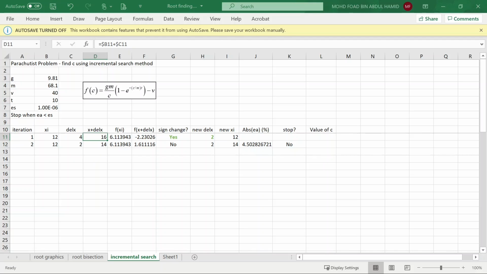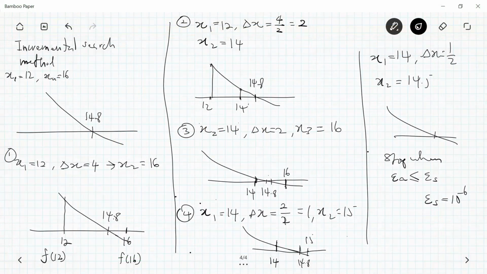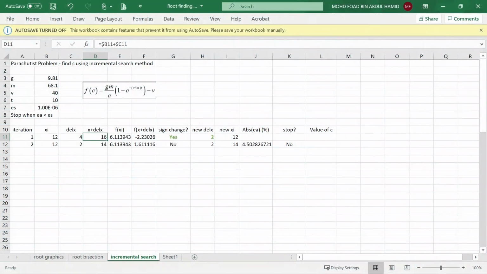So let's take a look at this one. This is the first iteration. Okay, this is the first iteration. So this is the second iteration. So it's 12 and 14. And then it goes to 16. So 12, 14, and 16, because this one has no root in between, but the second one has a root in between. So let's expand this in Excel.